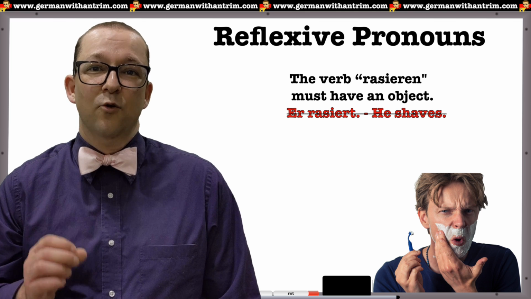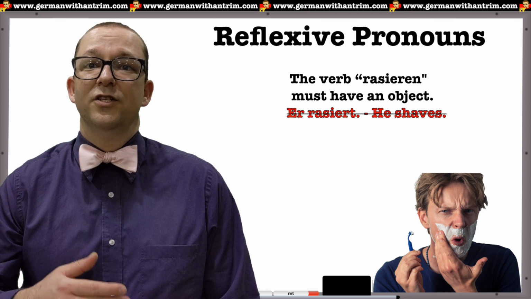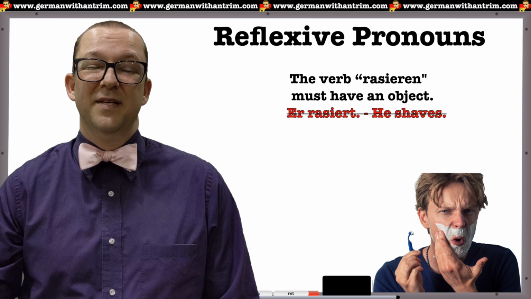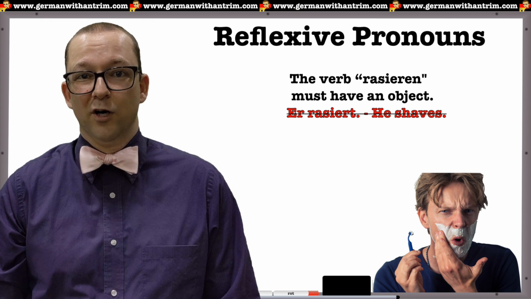Okay, but why can't we just say he shaves like we would in English? Why do we have to identify the person or thing being shaven? The verb rasieren requires an object. You can't just shave in German. You have to identify the person or object that is being shaven. It's just how the verb works.